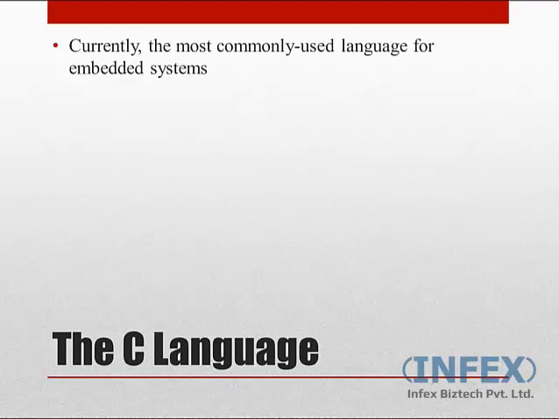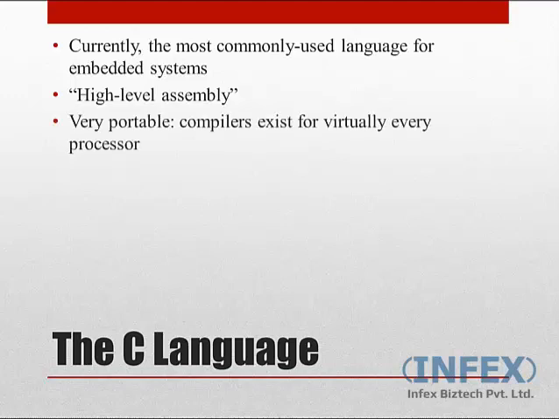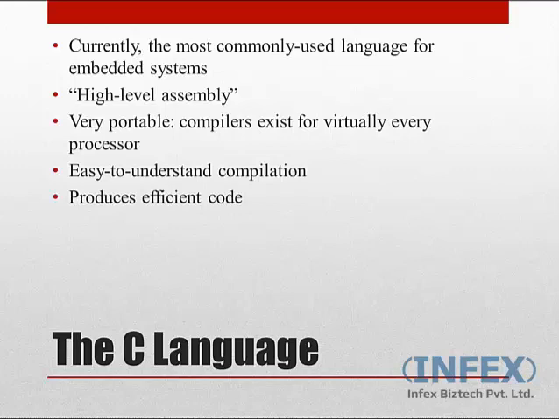It is currently the most used language for embedded systems. It is a high-level assembly language. C is very portable, and a compiler exists for virtually every processor. C is very easy to understand and easy to compile. C produces efficient code. It is fairly concise.